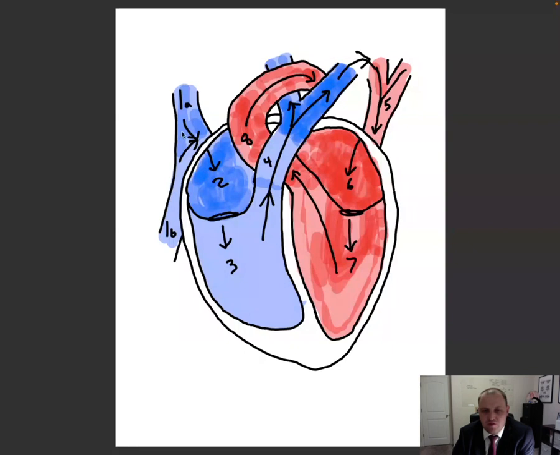So to review, we're going to receive blood in the right atrium, pump it to the right ventricle, which goes through the pulmonary artery to the lungs, receives through the pulmonary vein, which is oxygenated, to the left atria, and through the mitral valve to the left ventricle, which goes to the rest of the body.